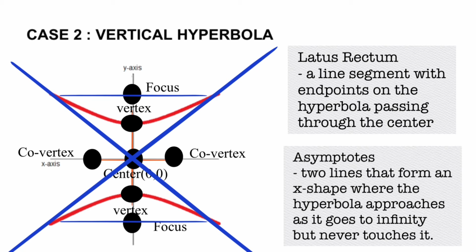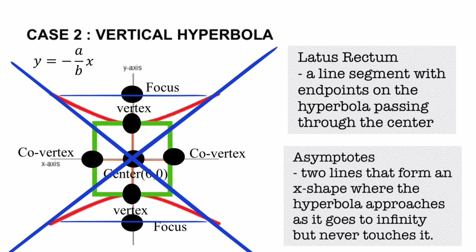Again, we use the rectangle to approximately draw the asymptotes. And the equation of the asymptote with a negative slope is y equals negative a over b x, while the one with a positive slope is y equals a over b x.